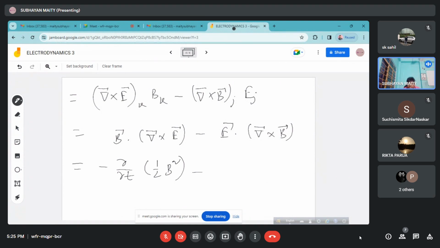Now curl B is equal to mu naught J plus mu naught epsilon naught del E by del t, right? So this will be minus of mu naught epsilon naught del t of half of E square, minus of mu naught J, so mu naught of E dot J. Curl B is equal to mu naught J, so mu naught J dot E or E dot J, same thing.